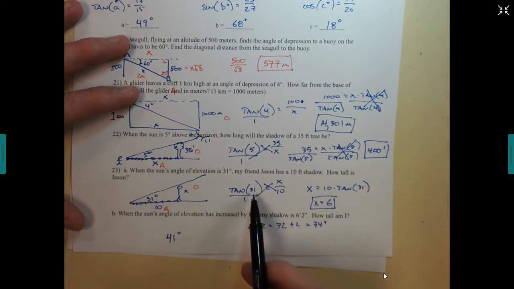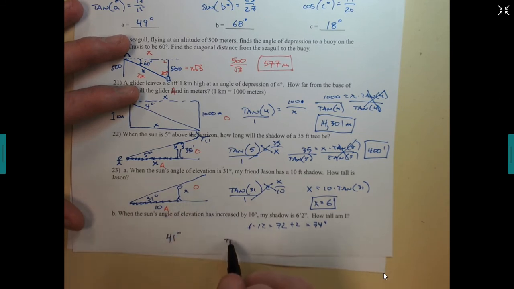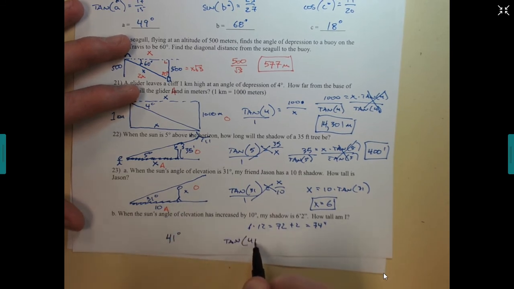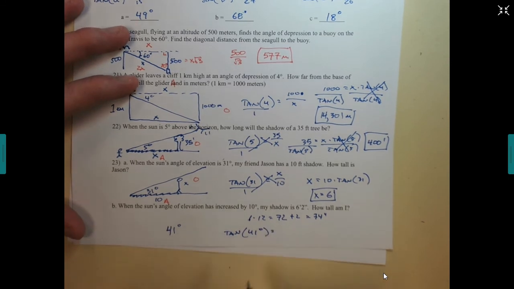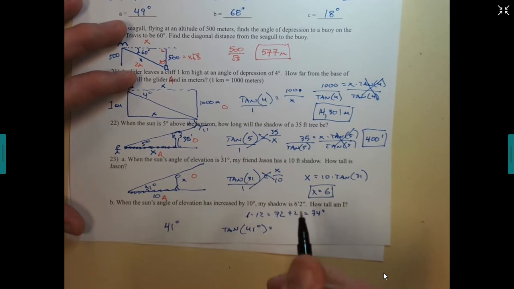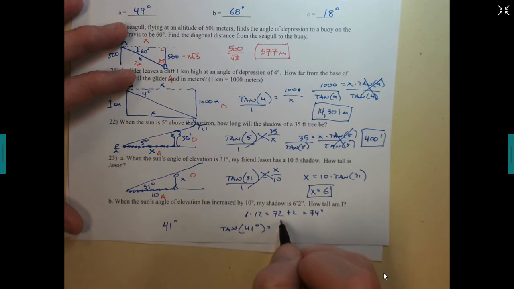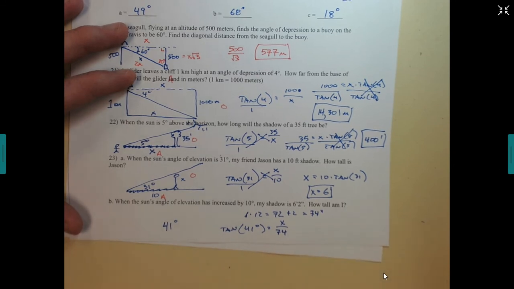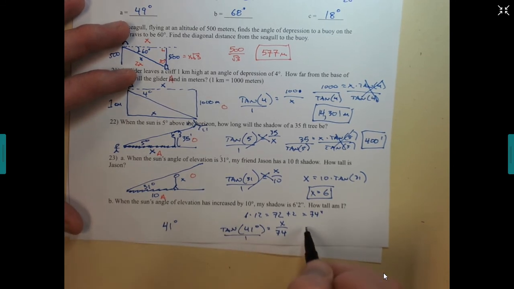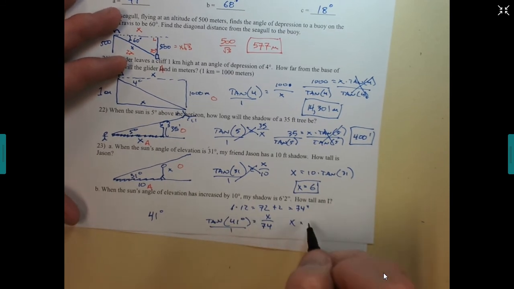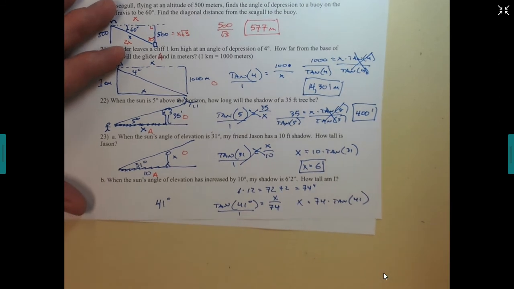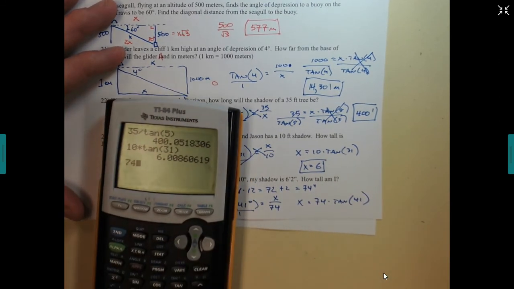So I'm just going to replace the numbers. I'm still doing a tangent problem, but my angle is now 41 degrees, and my shadow is now 74 inches, which means I got x over 74, and I'm doing the same idea. I'm going to cross multiply. X times 1 is x, and 74 times the tangent of 41. Calculator party time. Oops, don't want to do 2 tangents.